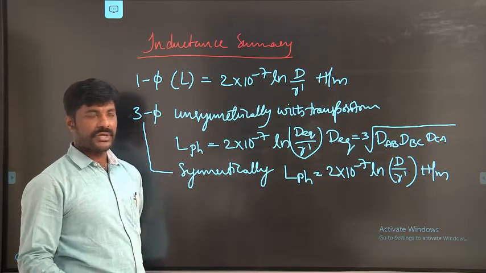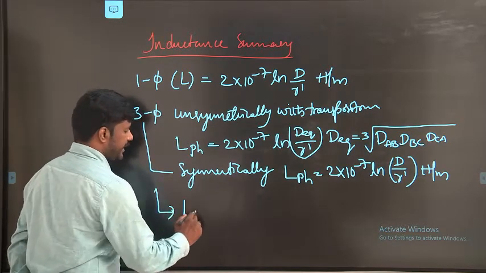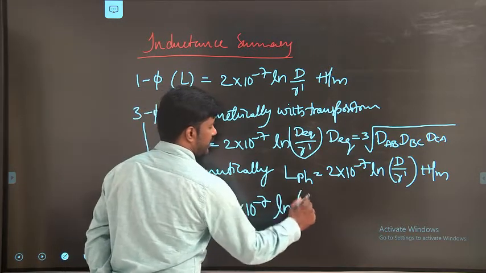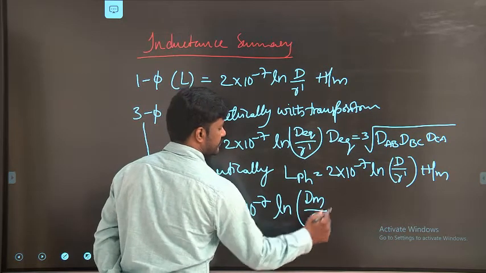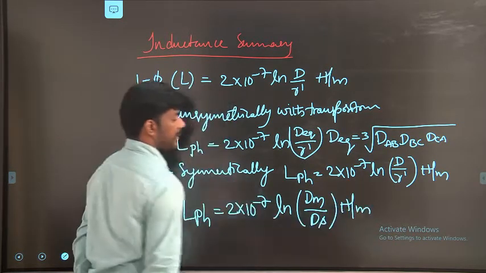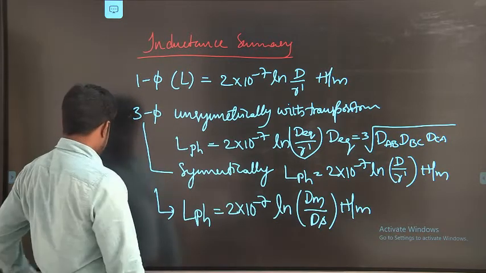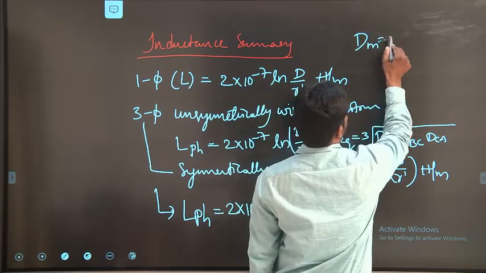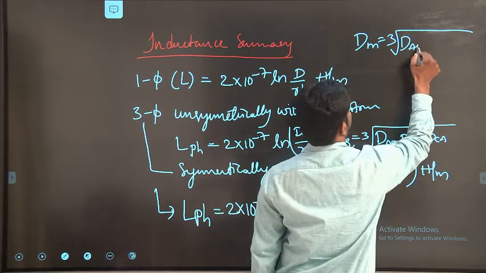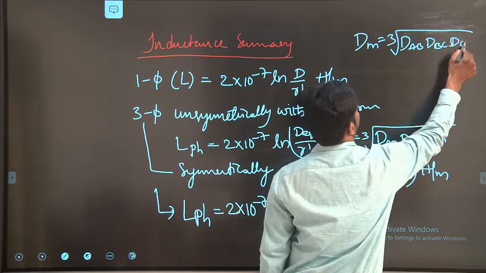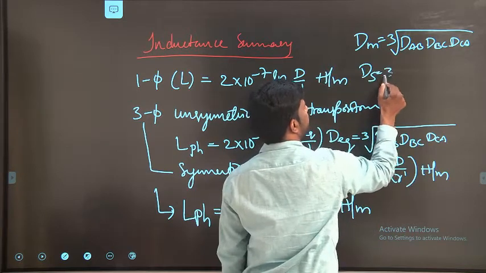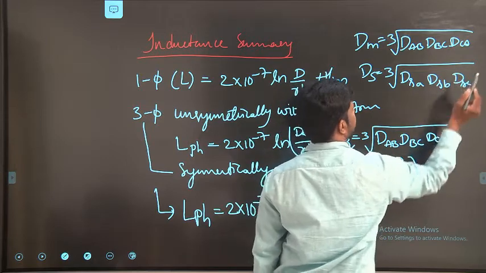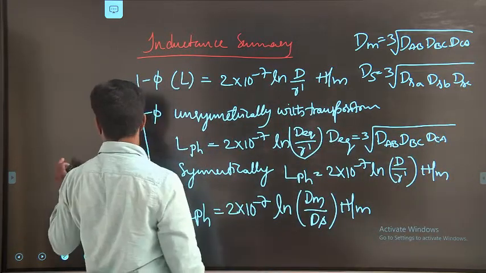The next, double line circuit. In a double line circuit we calculated the inductance per phase in a general notation 2 into 10 power minus 7 ln of dm by ds Henry per meter. What are dm and ds then? Dm value is equal to cube root of DAB, DBC, DCA, and ds value is cube root of DSA, DSB, DSC. Right?